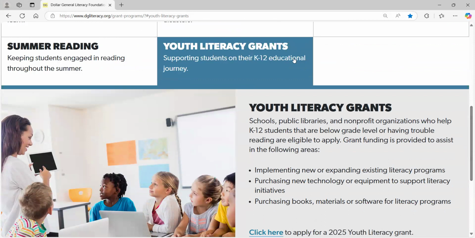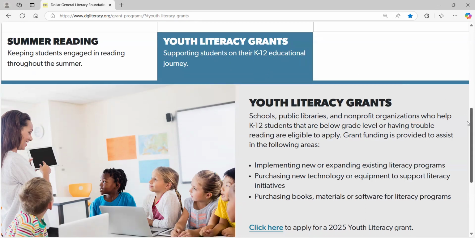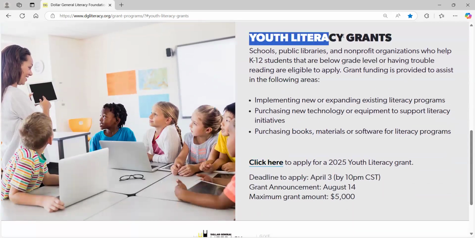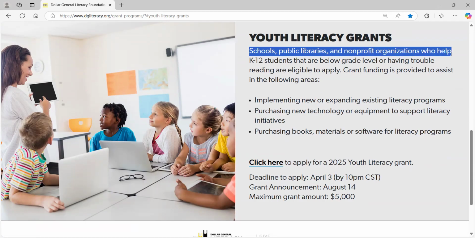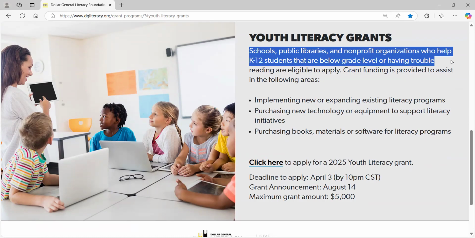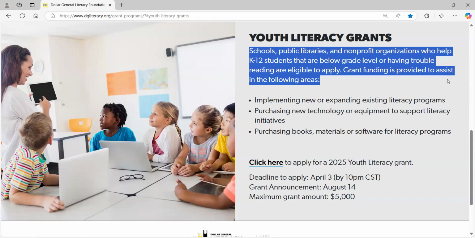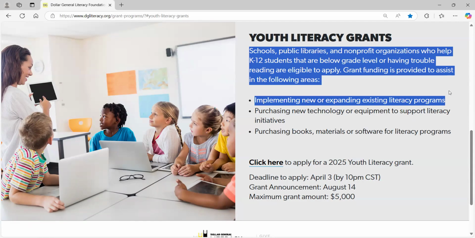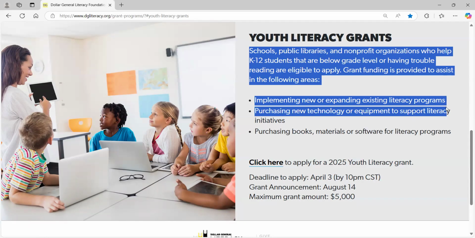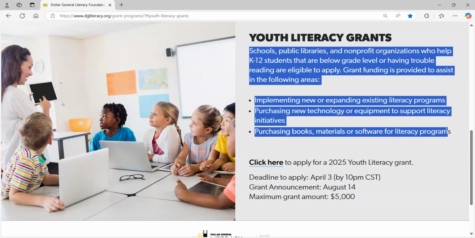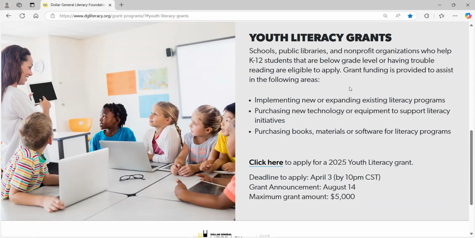Again, the Youth Literacy Grants, supporting students on their K through 12 educational journey. And since I've highlighted it or clicked on it already, this is the information about it here. Youth Literacy Grants. Who can apply? Schools, public libraries, and nonprofit organizations who help K through 12 students that are below grade level or having trouble reading are eligible to apply. Grant funding is provided to assist in the following areas: implementing new or expanding existing literacy programs, purchasing new technology or equipment to support literacy initiatives, purchasing books, materials, or software for literacy programs. So, again, the Youth Literacy Grant is for the designated entities that want to help children read better.